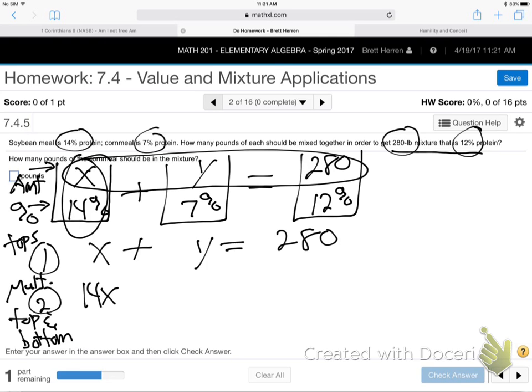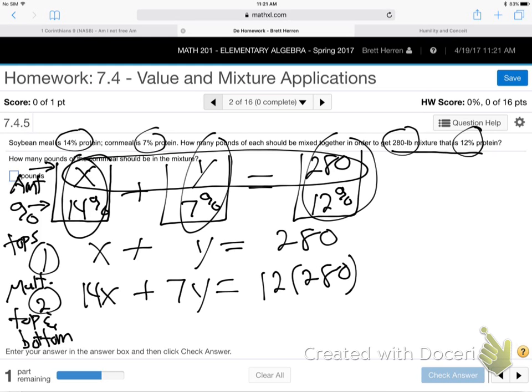By the way, you might wonder, Mr. Heron, shouldn't we change that to 0.14? Actually, we can just leave it. I'll explain later. But for now, just to make things easy, let's just leave it as a regular 14. It'll actually work that way, and I'll give the details of why later. Multiply top and bottom here, 7y, and top and bottom here, 12 times 280.